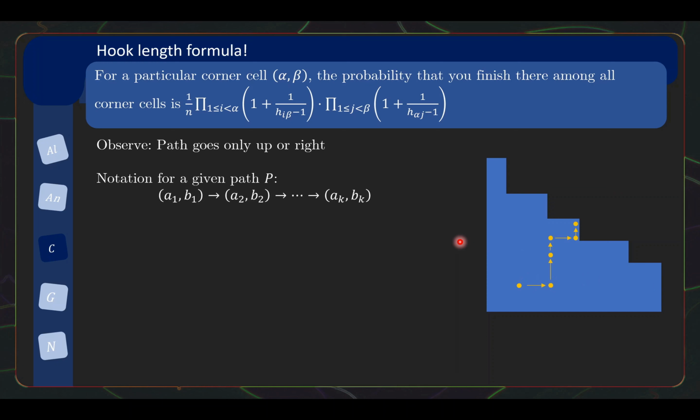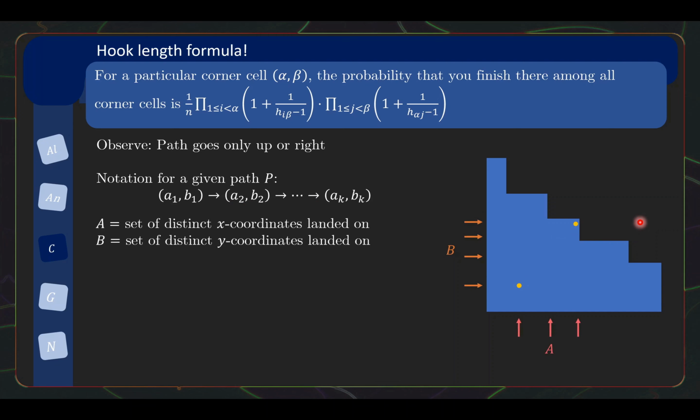So what we are going to do also is introduce notation for the cells that you stop at along the path. You can call them alpha 1 beta 1, alpha 2 beta 2, until alpha k beta k, where k is the number of steps you take in the path. And this is the most critical one: we are going to let A be the set of x coordinates that you hit, and B be the set of y coordinates that you hit.